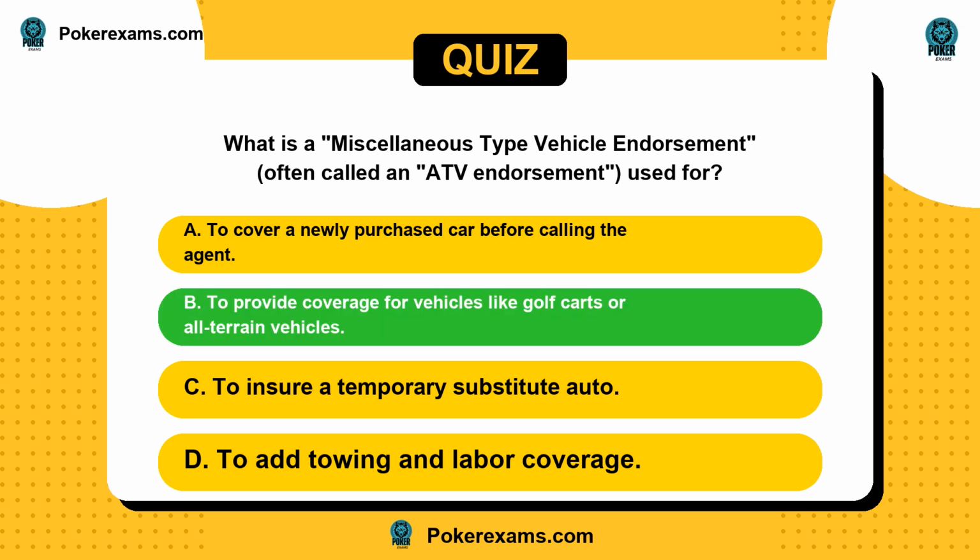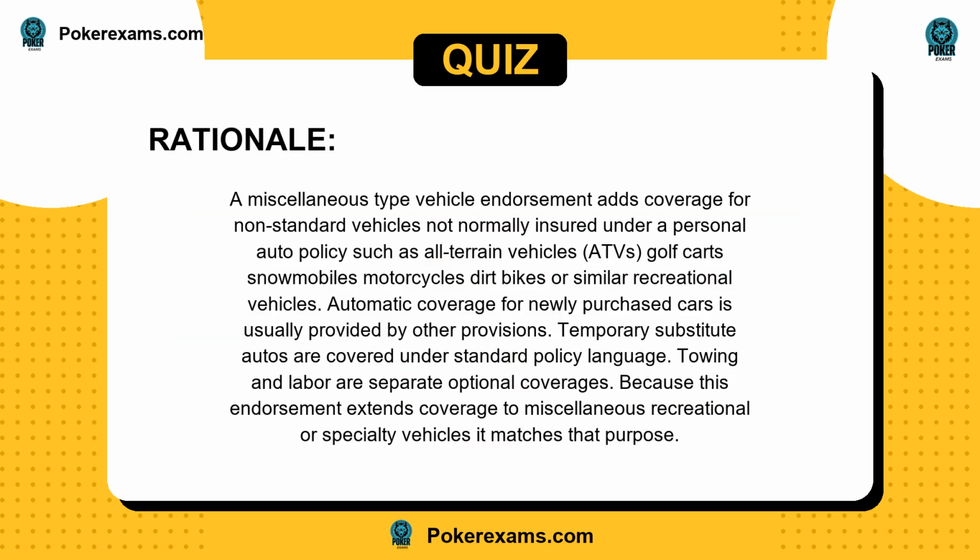The answer is B. A miscellaneous type vehicle endorsement adds coverage for non-standard vehicles not normally insured under a personal auto policy, such as all-terrain vehicles, ATVs, golf carts, snowmobiles, motorcycles, dirt bikes, or similar recreational vehicles. Automatic coverage for newly purchased cars is usually provided by other provisions. Temporary substitute autos are covered under standard policy language. Towing and labor are separate optional coverages. Because this endorsement extends coverage to miscellaneous recreational or specialty vehicles, it matches that purpose.